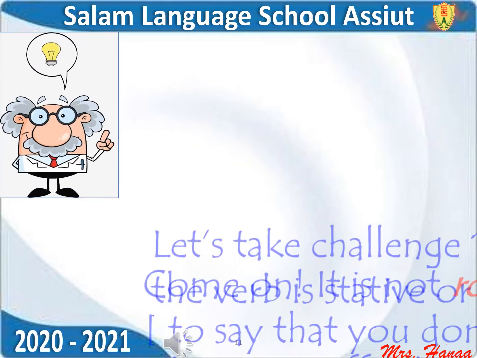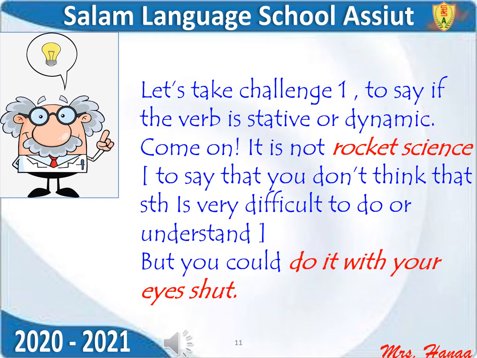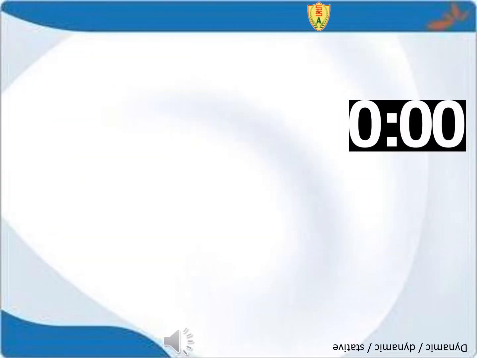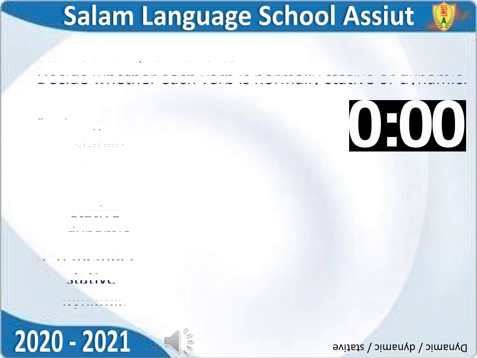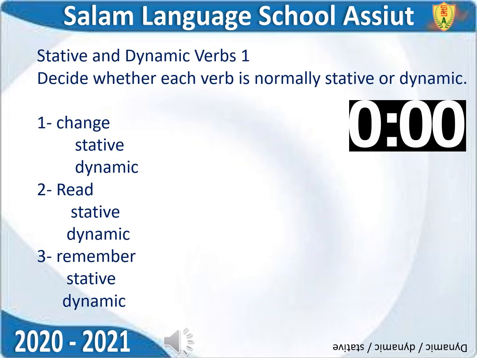Let's take challenge 1 to say if the verb is stative or dynamic. It's an easy task. Come on, it's not rocket science. You say that something is rocket science if you think that it is very difficult to do or understand. But I believe you will do it. You could do it with your eyes shut. Now, your challenge is to decide whether each verb is normally stative or dynamic. Don't be cunning. Now, you have 10 seconds to find out the answer.